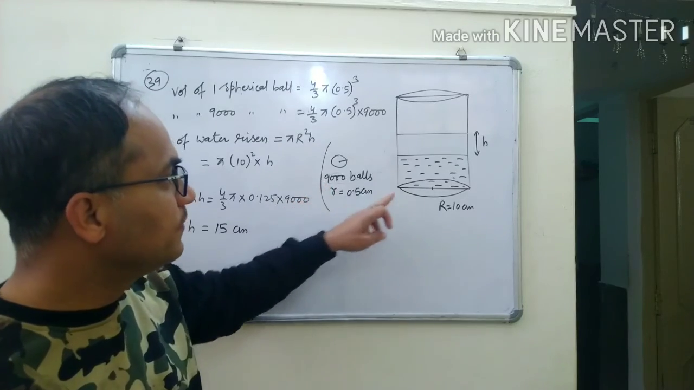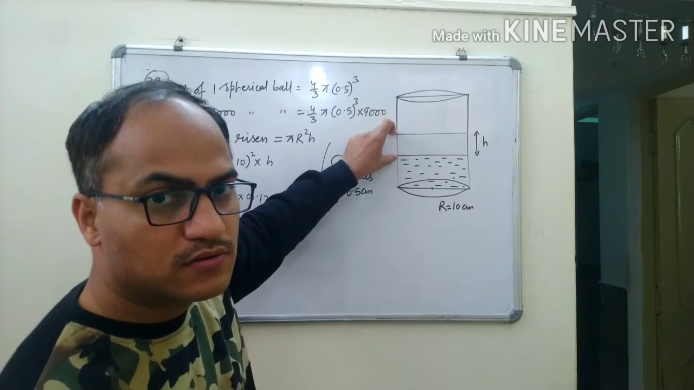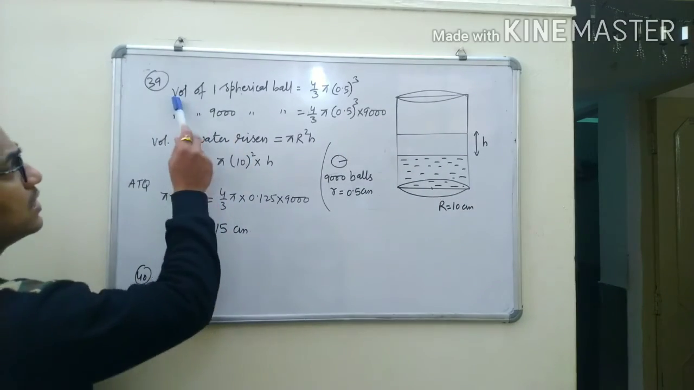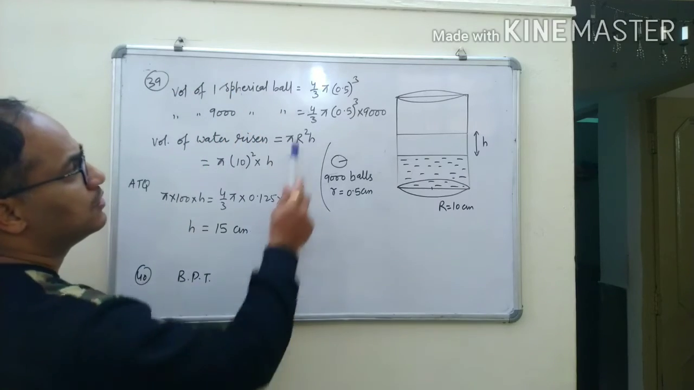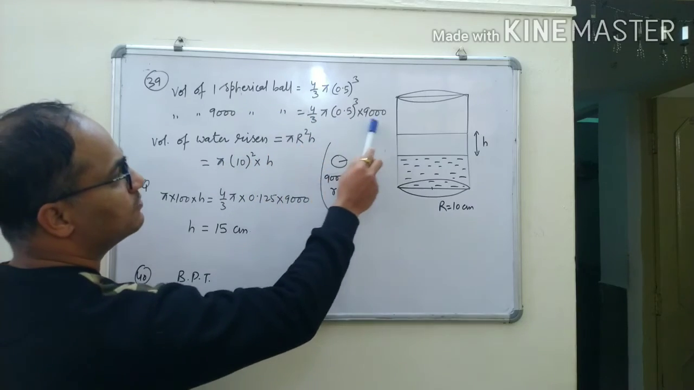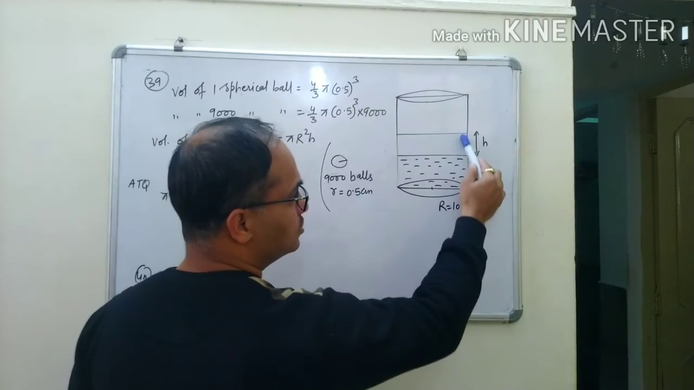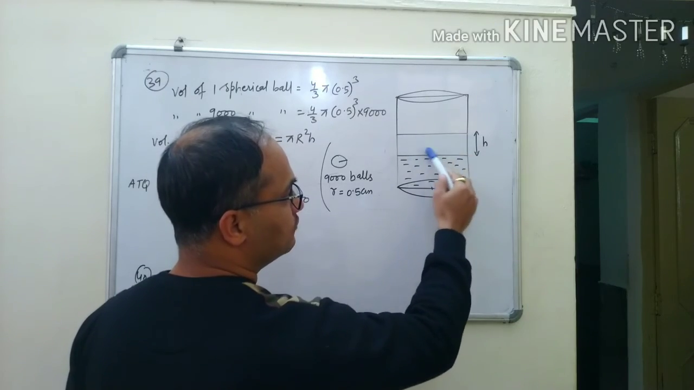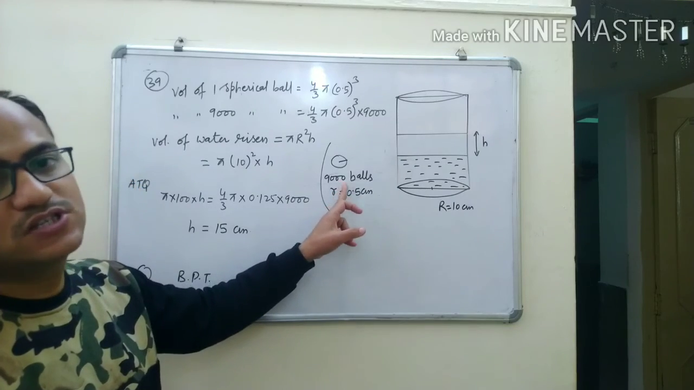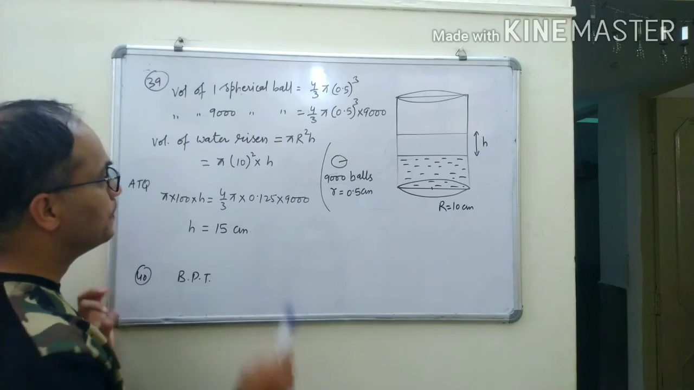In this question, 900 spherical balls are immersed in this cylindrical tank, and height of the water level is increased. When we see the volume of one spherical ball, it is 4 upon 3 pi 0.5 to the power 3. Volume of 9,000 spherical balls is equal to multiply the same value by 9,000.